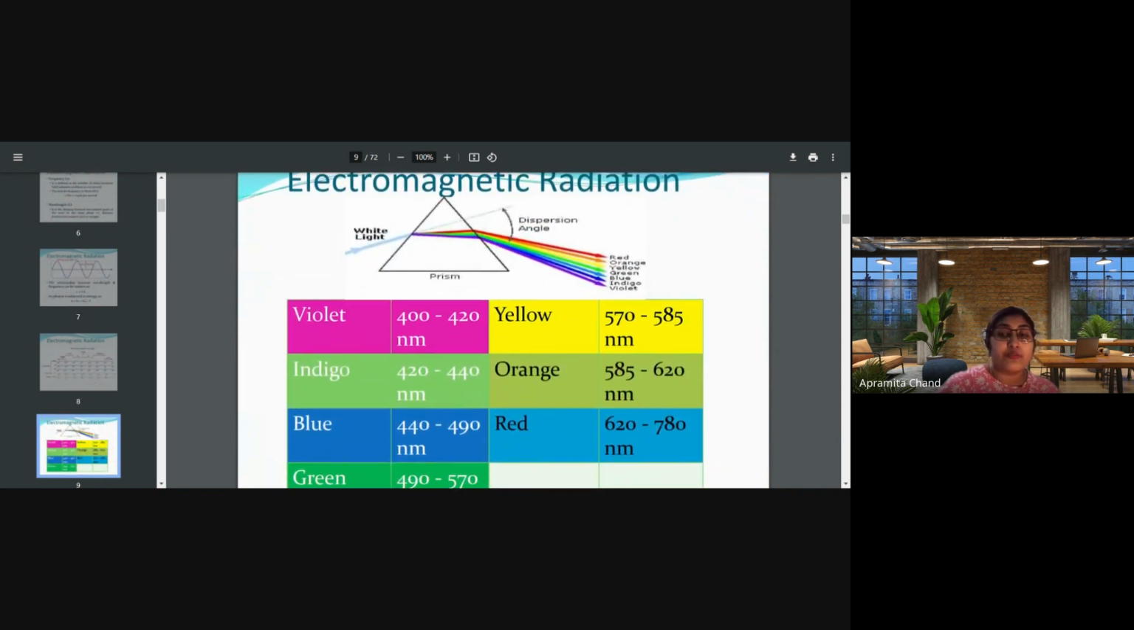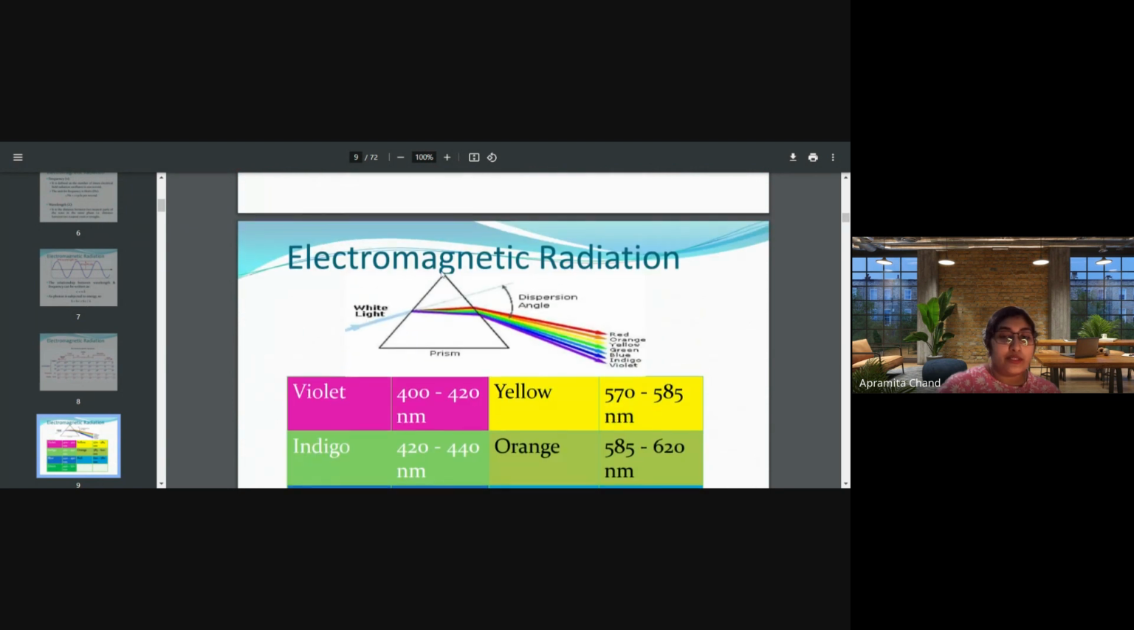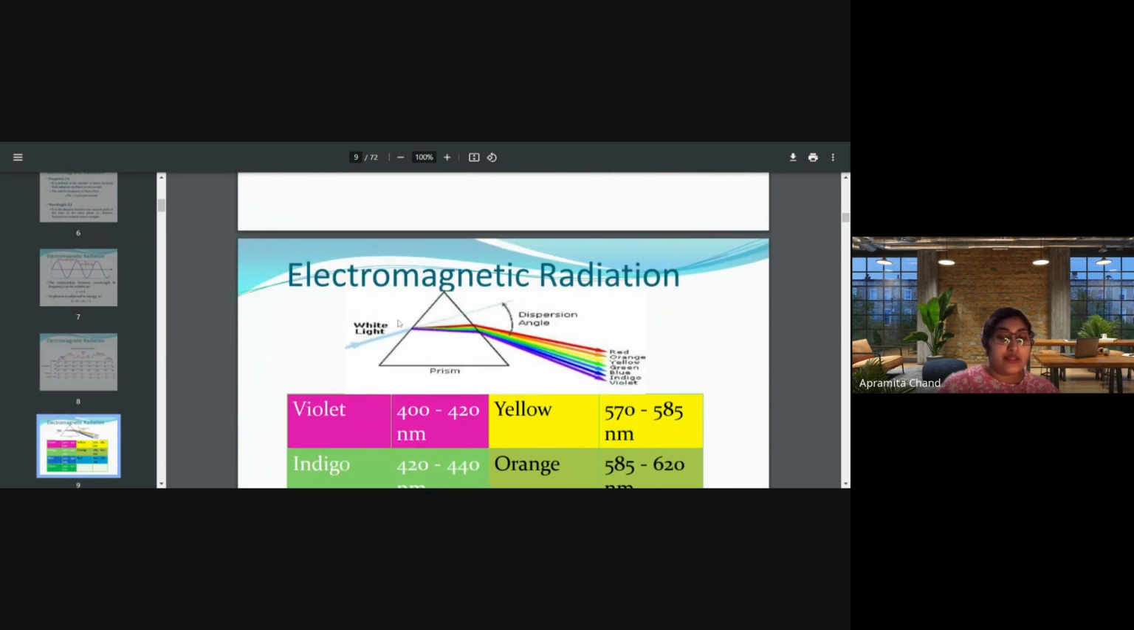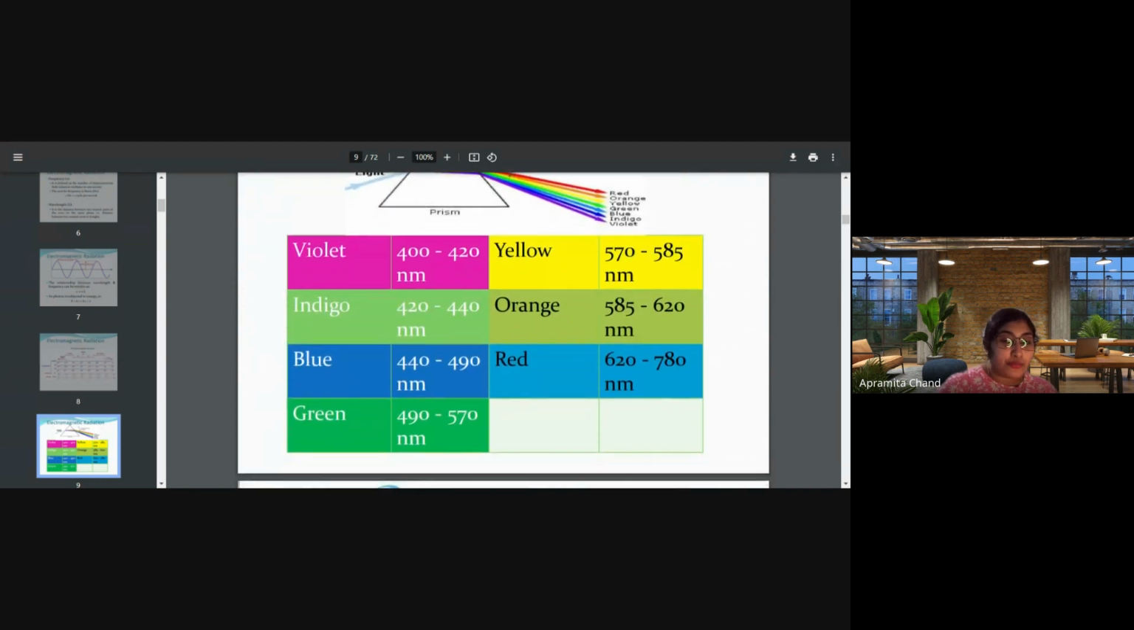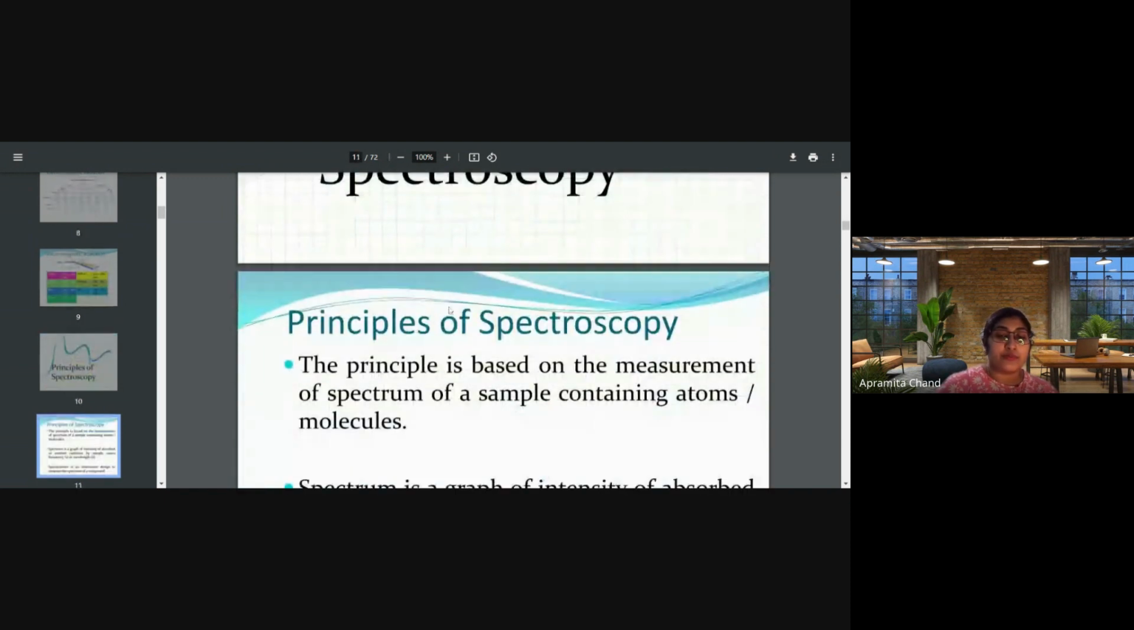Similarly for visible light, you will also have to remember the patterns, the dispersion. This is a very famous experiment, the prism splitting of white light into different components. You will have to remember which one comes out first, which one comes out last, which has a longer wavelength, and which has a shorter wavelength.